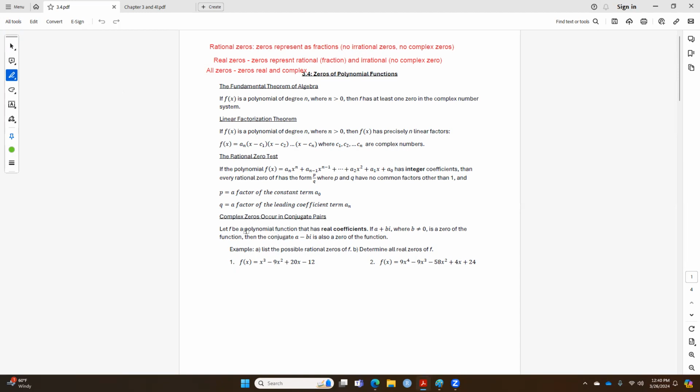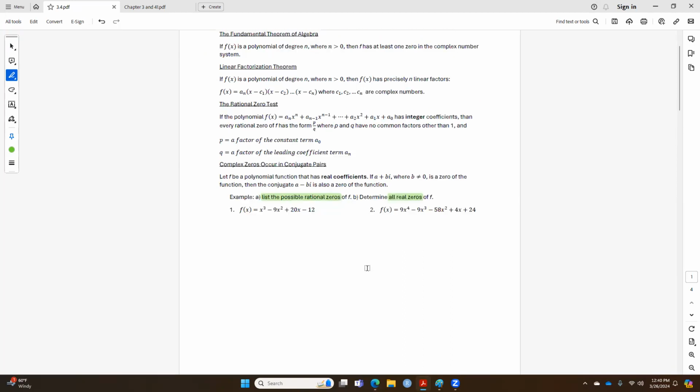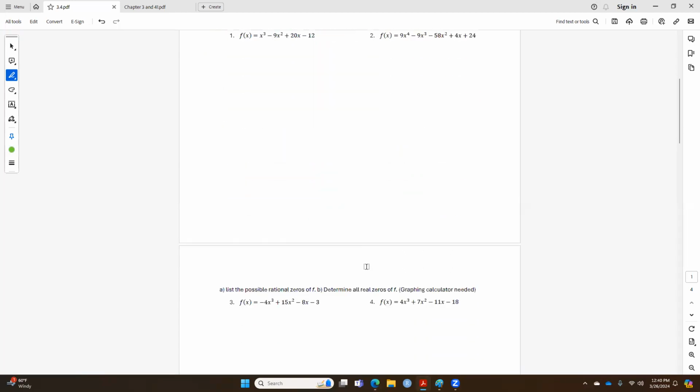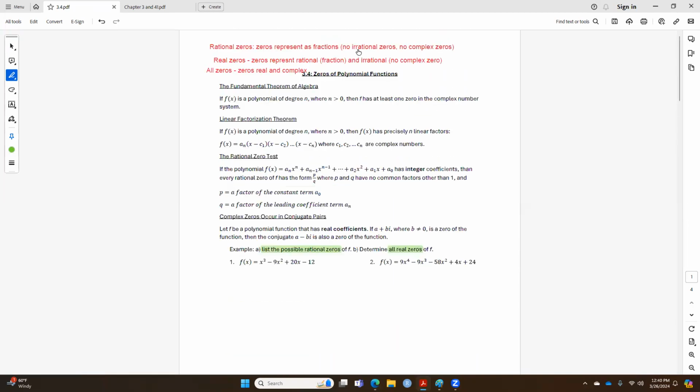So if you read questions like in 3.4, this asks us to list the possible rational zeros. And then this is asking for all real zeros. When I ask for real zeros, they're talking about zeros that can be rational and irrational. And then sometimes when you read the questions, this one says, again, list all the rational zeros. Again, what are rational zeros? Rational zeros are zeros that can be represented by fractions.